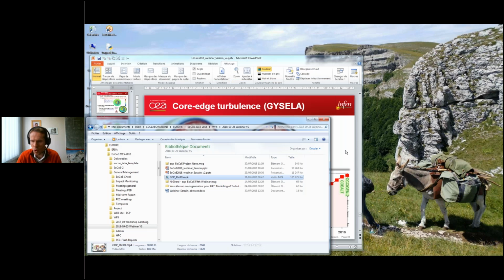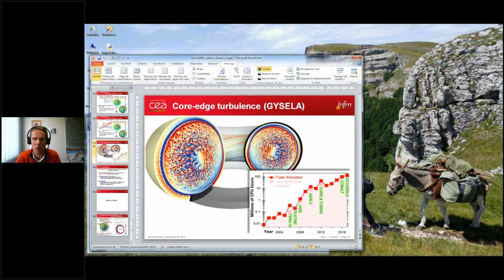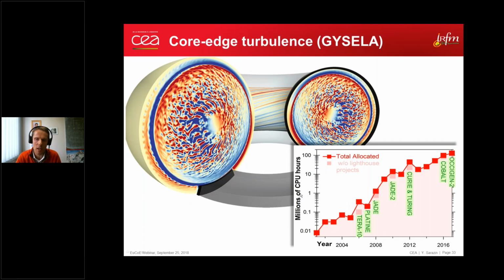Let's come to the conclusion. So obviously, to run this kind of simulation, we need to have access to supercomputers, and this gives you an idea of the increase in CPU time that we consume with the Gysela code as a function of the year. It's a logarithmic scale in millions of CPU hours, and you can see that now we are a bit above 100 million CPU hours per year.